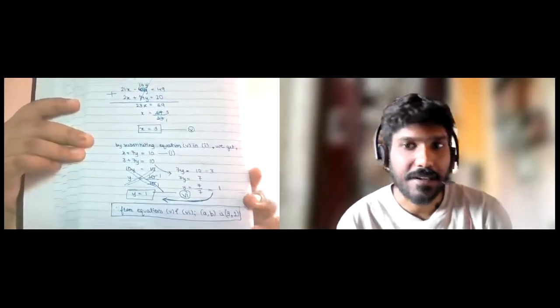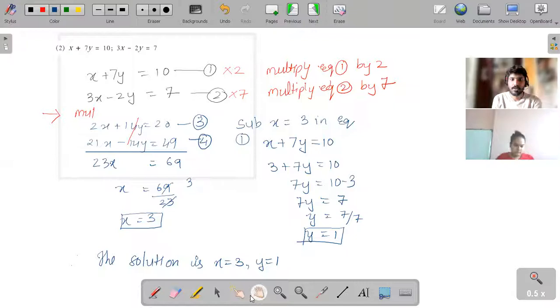Yeah, now it's correct. Okay, so x is 3 and y is 1.